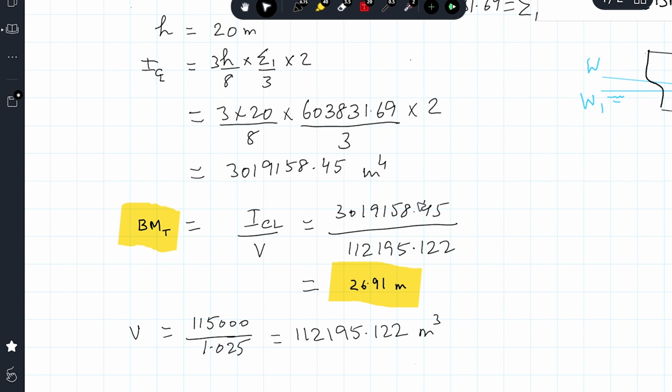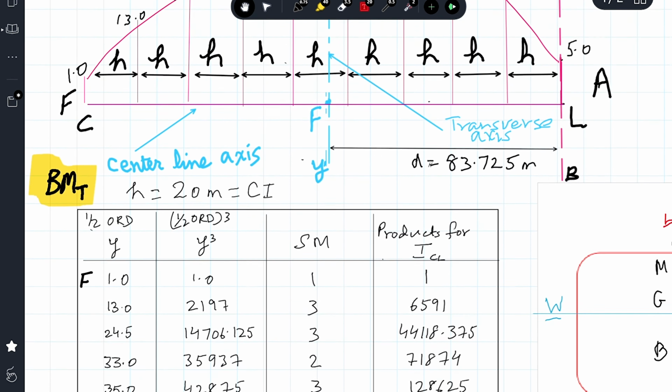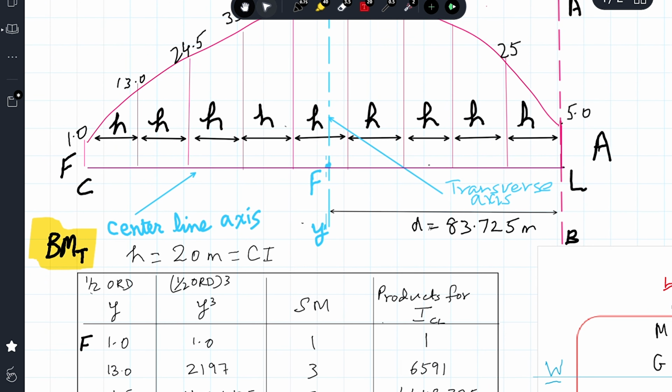So here in this case, I get straight away the moment of inertia. Why? Because remember, moment of inertia is about the axis which must pass through center of flotation. My axis must pass through center of rotation, and you can see that my axis here is the center line. Center line of the water plane is my axis, and it is passing through center of rotation because center of rotation must be on the center line. So I don't have to do any parallel axis theorem for this moment of inertia because the axis is already passing through center of rotation.